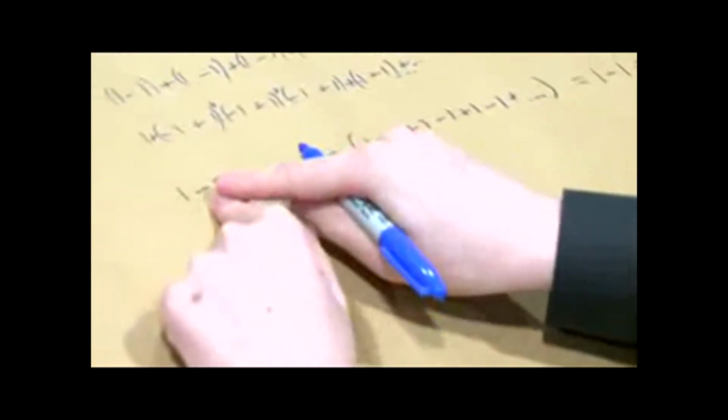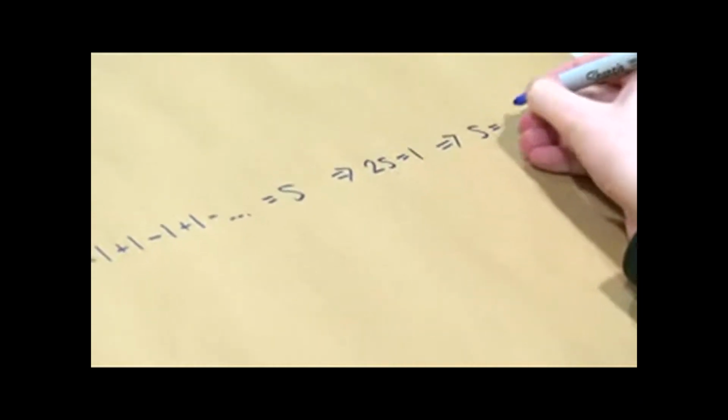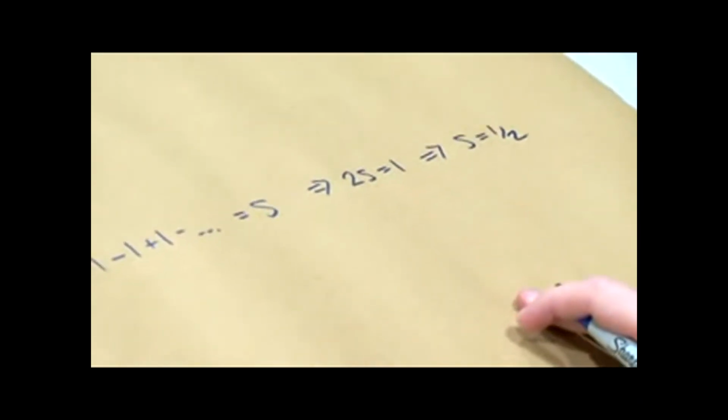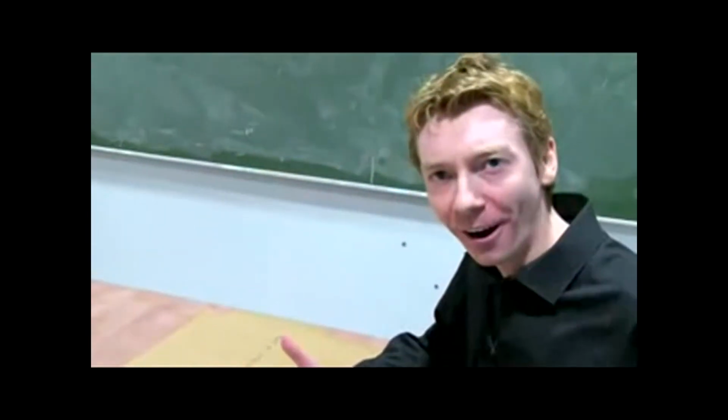In other words, if I take the s to the other side, I've got 2s equals 1, which then you can see that s is equal to a half. That's a weird answer. I've got a half. The sum of adding plus and minus 1 forever gives you a half. Or it might be 1, it might be 0, but it might be a half.